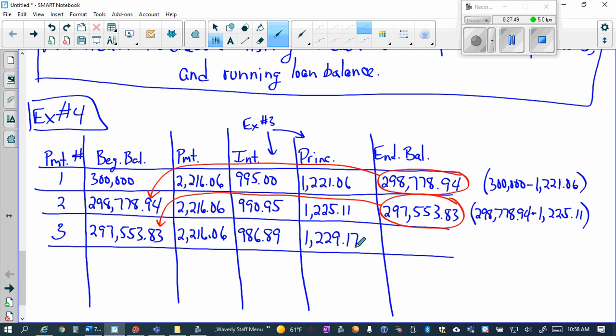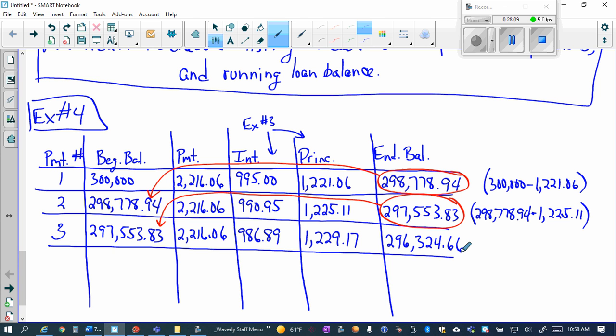And now we have a new ending balance. So now we do 297,553.83 minus this principal portion of the payment, 1229.17. And we end up with 296,324.66.